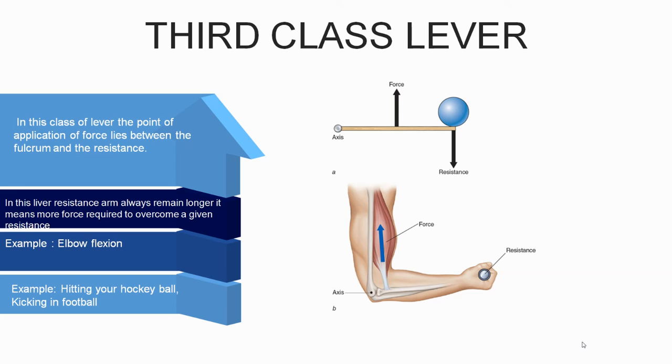There are numerous third class levers in the human body. One example can be illustrated in the elbow joint. The joint is the axis, that is the fulcrum. The resistance, that is the weight, is the forearm, wrist, and the hand.